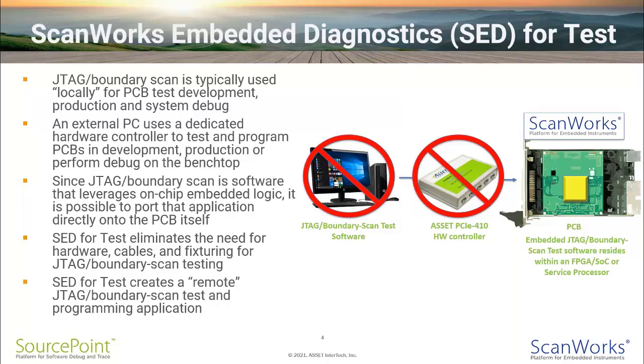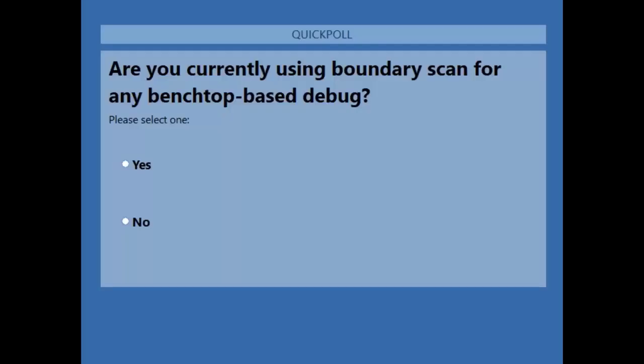So Alan, I think this is a good time for me to pause and I'll hand it over to you for our first poll question. All right. Hey, thank you, Michael. Good idea. Let's get a little bit of the lay of the land on our audience here. The first poll question is, are you currently using boundary scan for any benchtop-based debug? A yes or no question. Let's give the audience a minute to answer, and then we'll tally up the responses and see how many folks are actually working with boundary scan on the benchtop on a day-by-day basis.